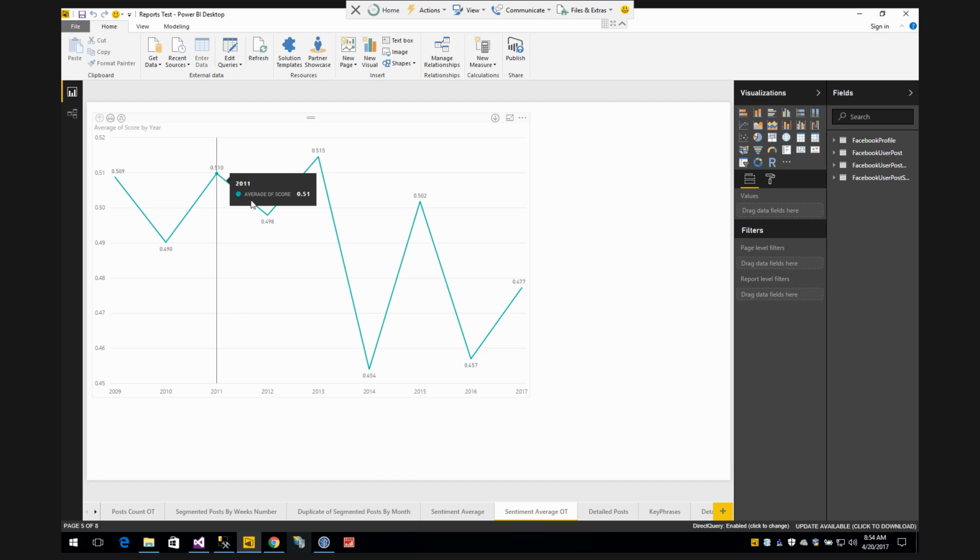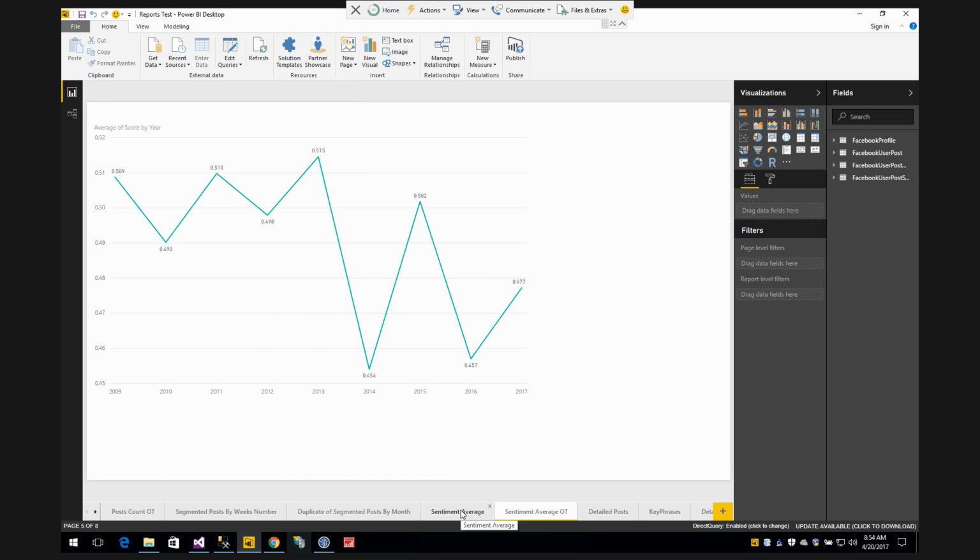So it decreased a little bit from 2011 to 2012. Then the average sentiment increases in 2013. It decreased in 2014, increased in 2015, and so on. Also, we have to take into consideration that my data is still being imported, so this could change in a couple of minutes.